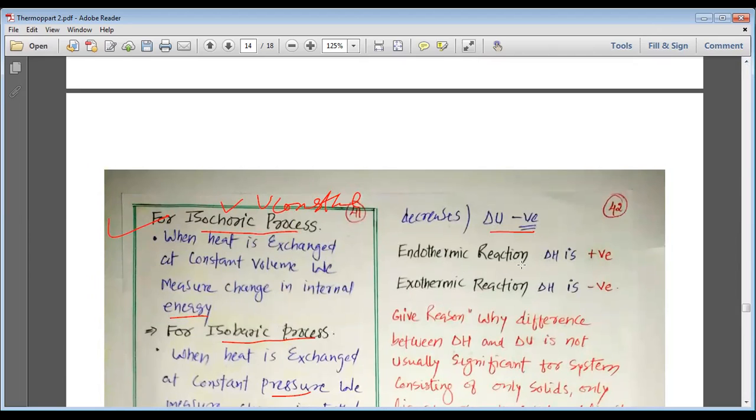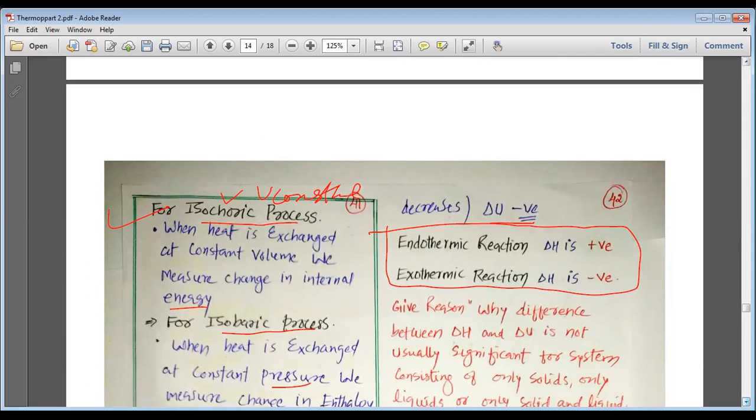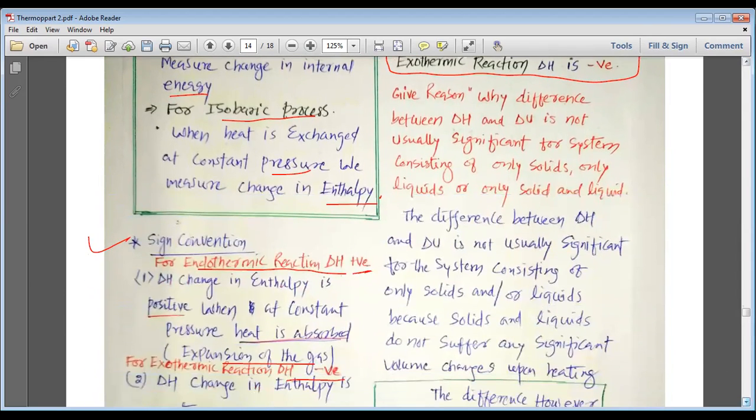In the same way, I am giving you once again the revision: for an endothermic reaction, delta H is positive, and for an exothermic reaction, delta H is negative. This is how, my dear students, we should understand.